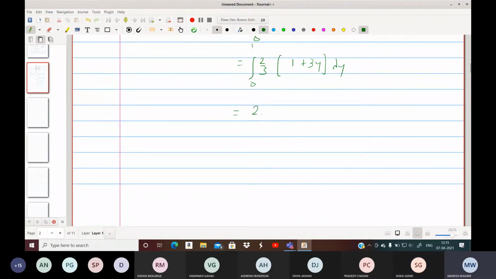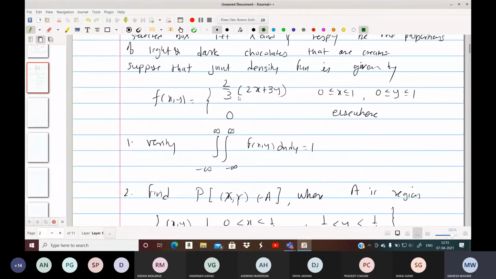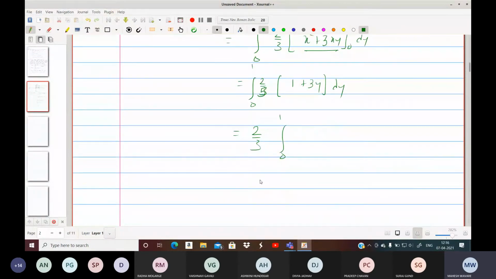Now the integration of this is 2 by 5. Okay, here it should be 2/5. Thank you for the correction. 2/5.